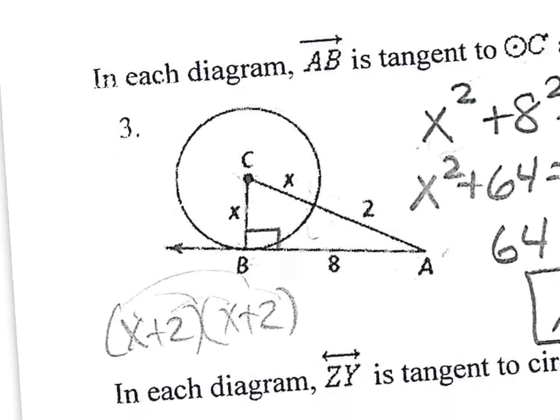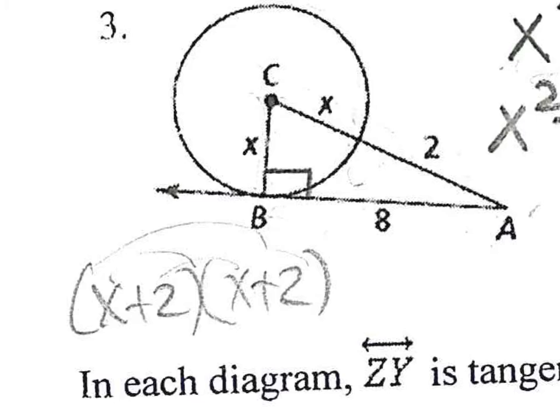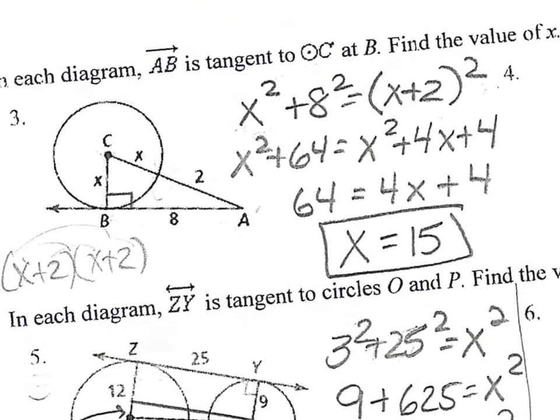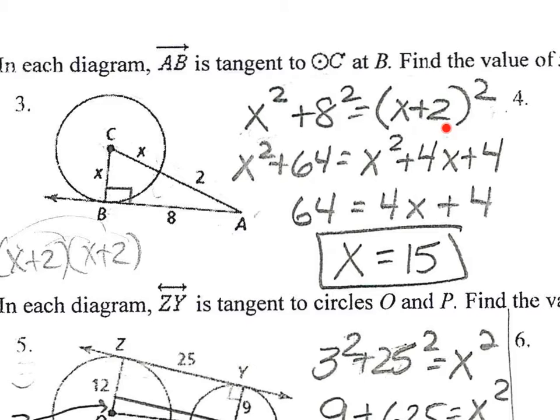And number 3, if you have this 90-degree angle, you can use the Pythagorean theorem. So x squared plus 8 squared equals x plus 2 squared. So you have to make sure you put x plus 2 in parentheses. And to do that, you FOIL and you get this. After that, the x squareds will cancel out on both sides, and then you can solve for x in this equation.